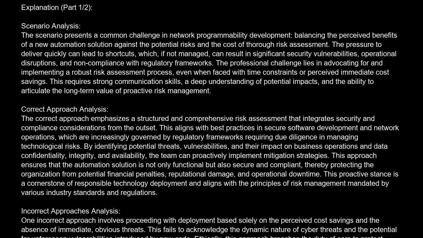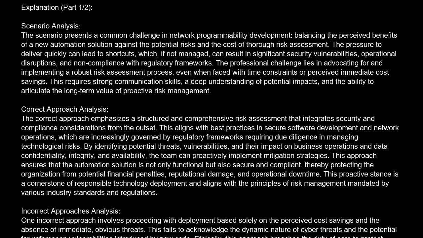The correct answer is B. Conduct a comprehensive risk assessment that includes threat modeling, vulnerability analysis, and impact assessment, integrating findings into the development and deployment plan, and establishing continuous monitoring processes.